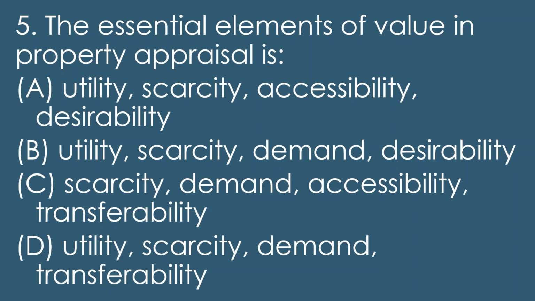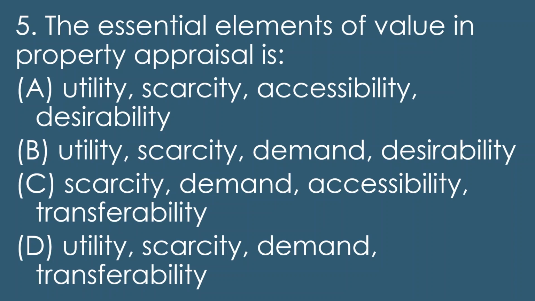So let's go through it. So A, utility, scarcity, accessibility, and desirability. Yeah, those are great for value, but those aren't the essential elements. So A is incorrect. B, utility, scarcity, demand, desirability. No, that would not be the essential elements.